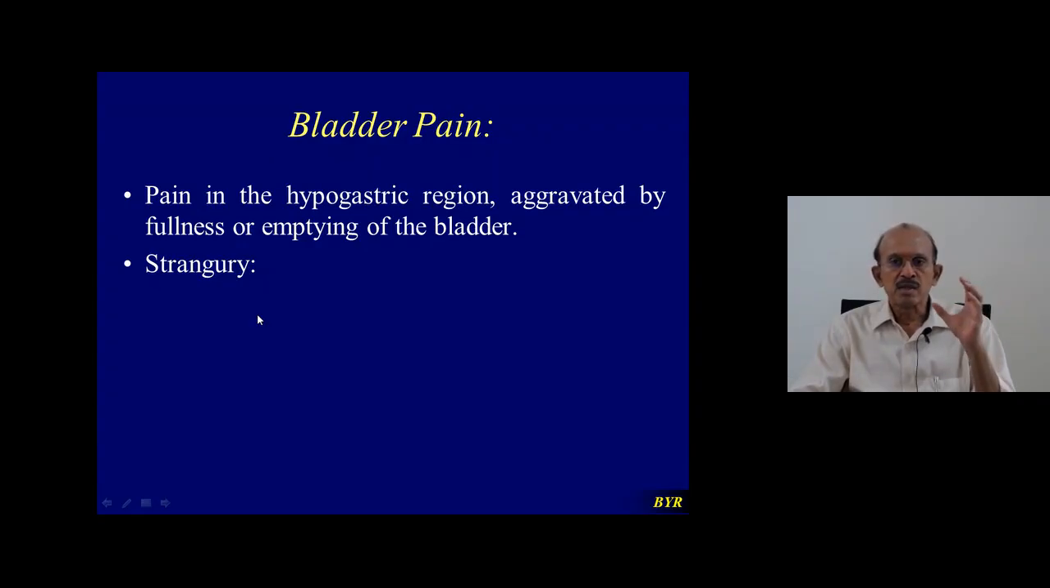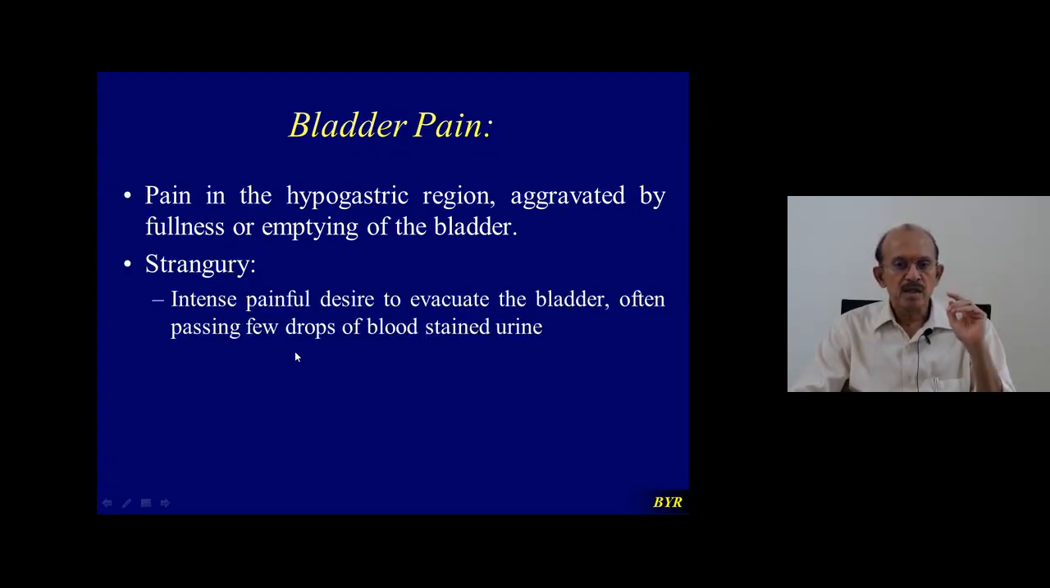So because this muscle is very much irritated, even a small quantity of urine will provoke the stimulus for micturition, which provokes such an intense feel of micturition that the patient runs to the bathroom. But he passes only a few ml of urine. And that sense of micturition is also a very painful sense of micturition. So strangury means intense painful desire to micturate, often passing a few drops of blood-stained urine. So this occurs whenever there is inflammation of the bladder muscle.